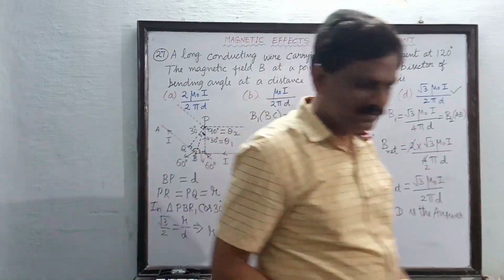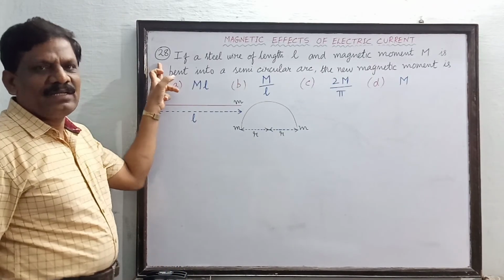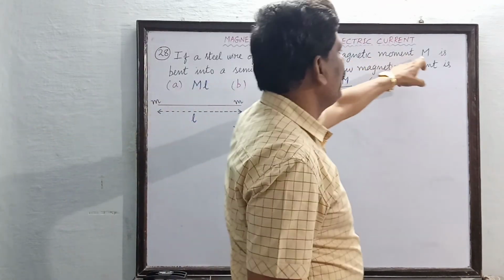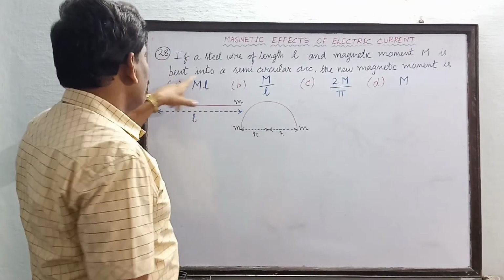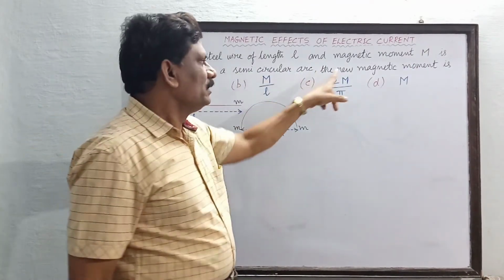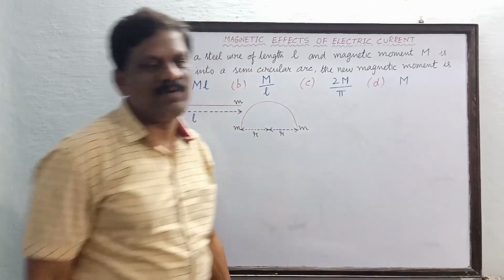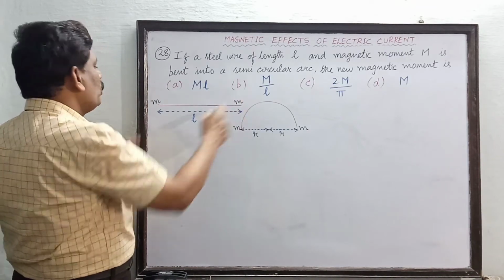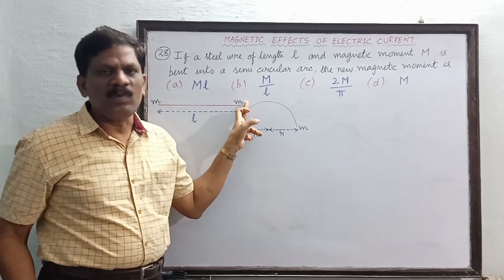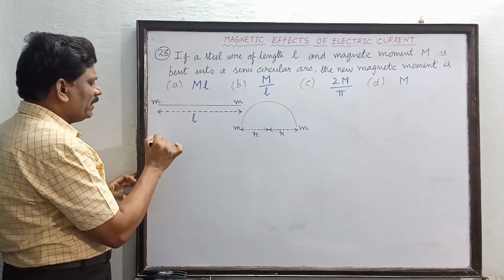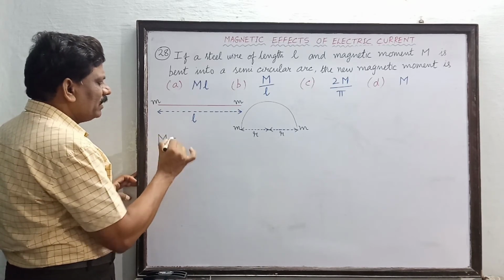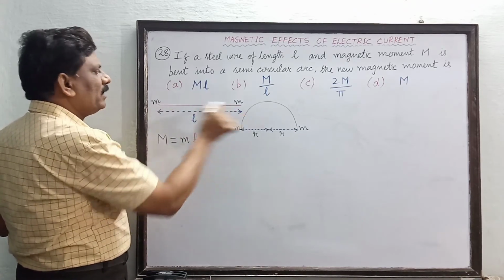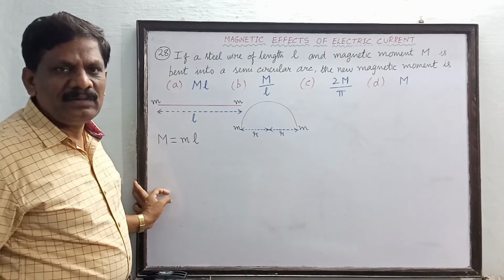Fine. Hi students, question number 28. If a steel wire of length L and magnetic moment capital M is bent into a semicircular arc, the new magnetic moment is to be found. You can see here, this is a steel wire of length L and the two end points have a pole strength small m. So the magnetic moment capital M is equal to the pole strength small m into the distance between the two poles, that is m into L.